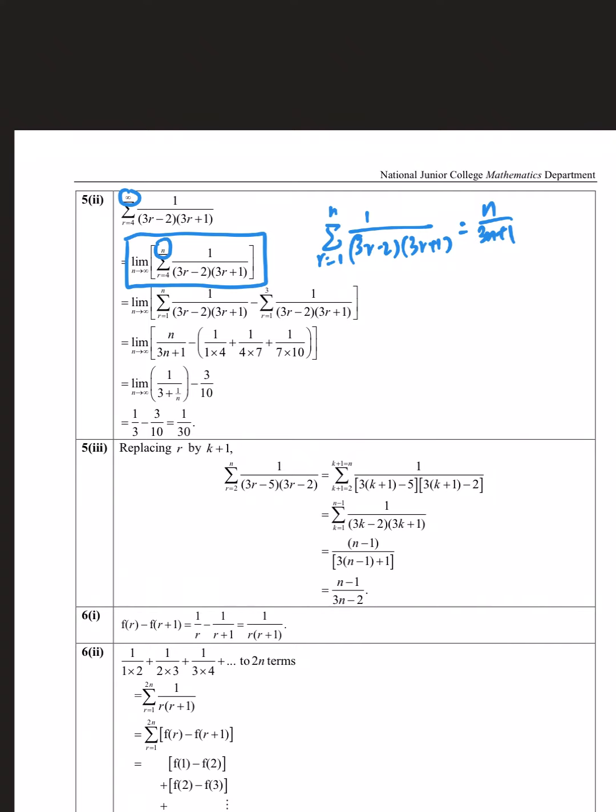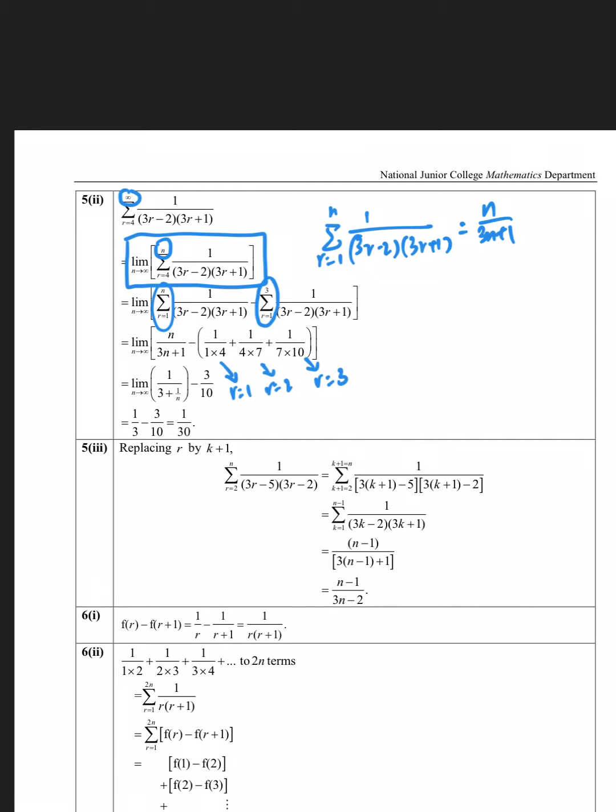So if we sum from 1 to n, which are the terms that I don't want? I don't want the first, second, and third terms. So I need to subtract away the sum from 1 to 3. Likewise, I just substitute: this term corresponds to r equals 1, this term corresponds to r equals 2, and this term corresponds to r equals 3. Now, after this, our expression will be in terms of n.